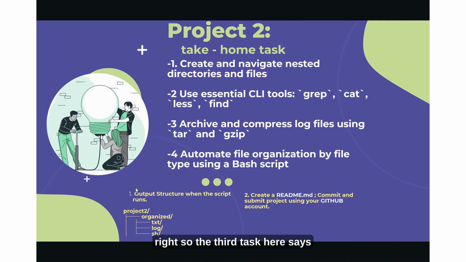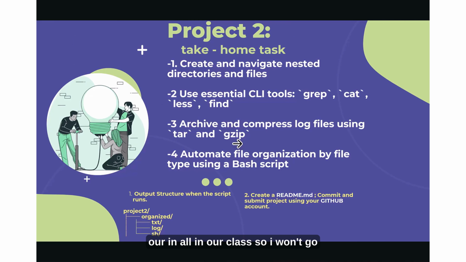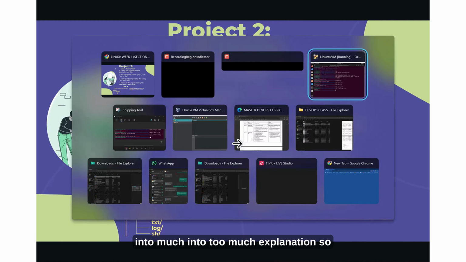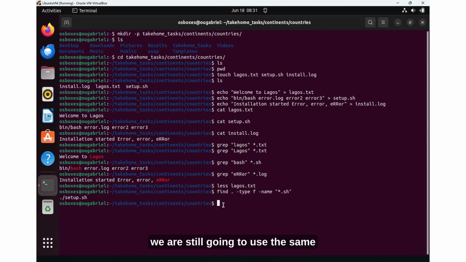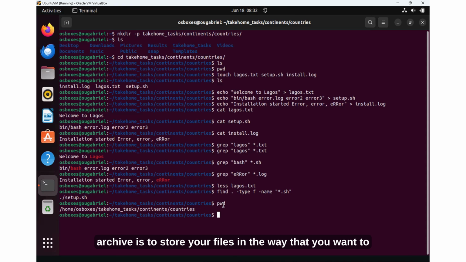All right. So the third task here says we should archive and compress log files using tar and gzip. We've already talked about how to archive and compress in our class, so I won't go into too much explanation. So we are still going to use the same working directory that we are currently in to create a .tar archive. So to archive is to store your files in the way that you want to store them. To archive something, the word is self-explanatory. I don't have to go into too much detail about that.